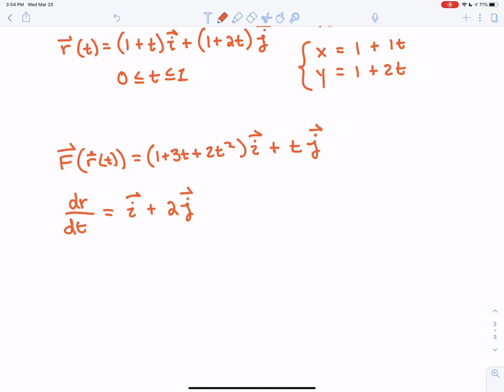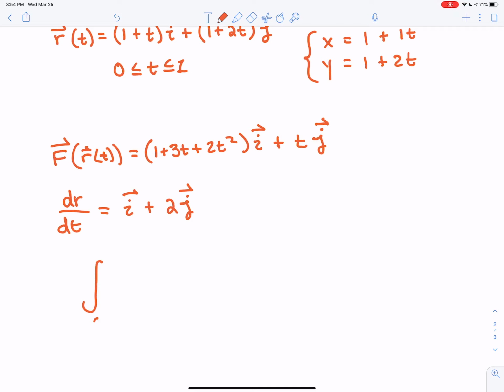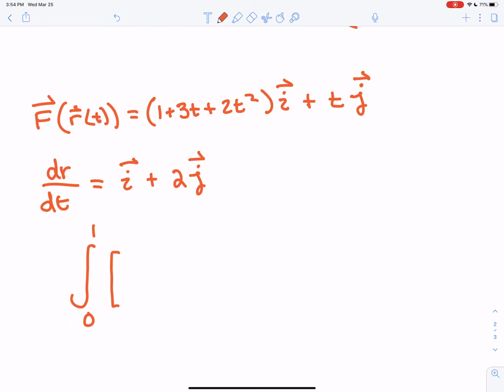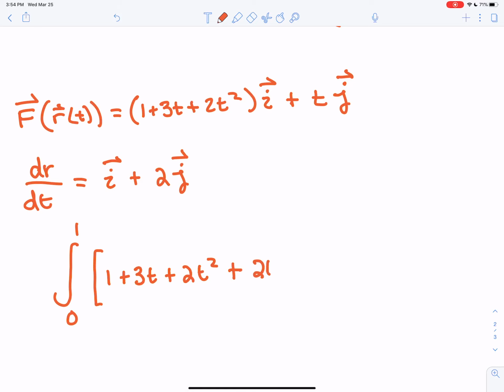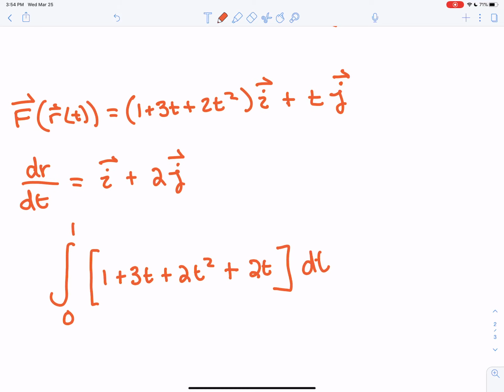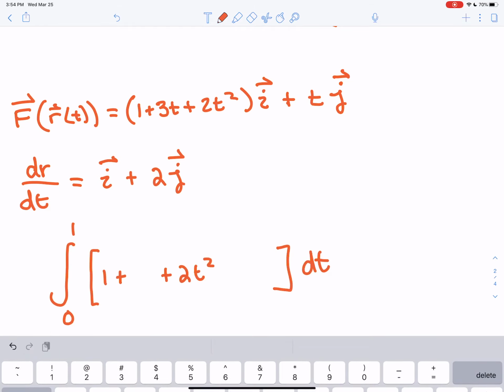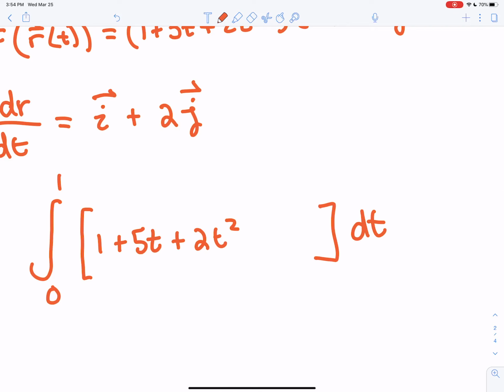So we're going to have the integral from our bounds were 0 to 1. Our function here is going to be this 1 plus 3t plus 2t squared times 1. Right, so that's going to be 1 plus 3t plus 2t squared plus 2 times t, which is 2t, dt. So this is a pretty easy integral. I'll just rewrite, I'll combine the 3t and the 2t to give us 5t. So I'll just put 5t here and then move everything in.